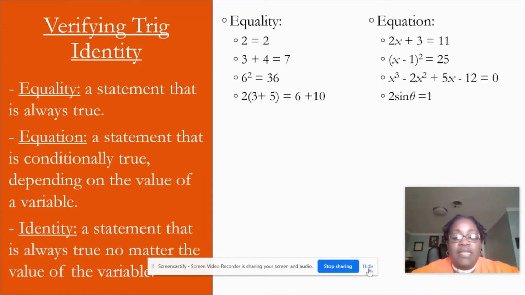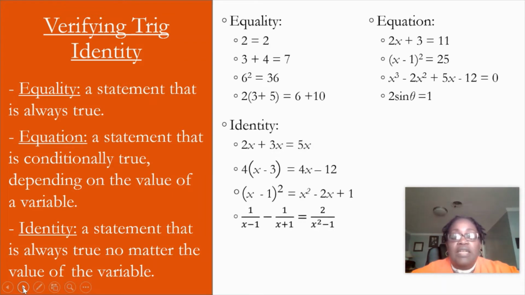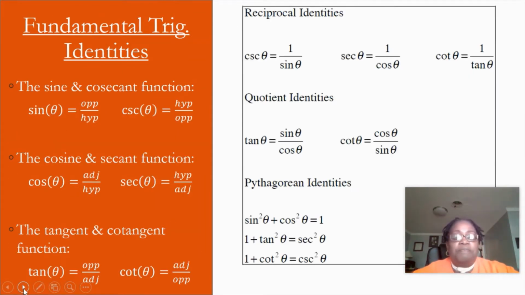Now, an identity is a statement that is always true no matter what the value of the variable. So an identity is 2x plus 3x equals 5x. We can prove that. 4 times (x minus 3) equals 4x minus 12. No matter what the value of x is, this would be considered an identity. So that's what we're doing today.